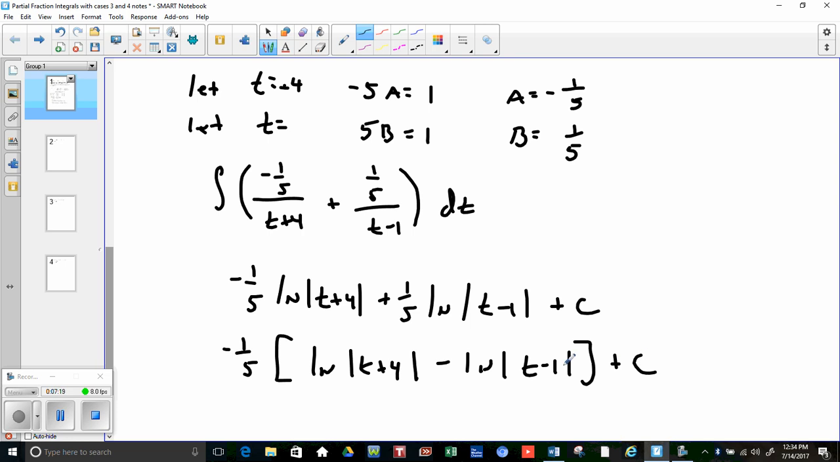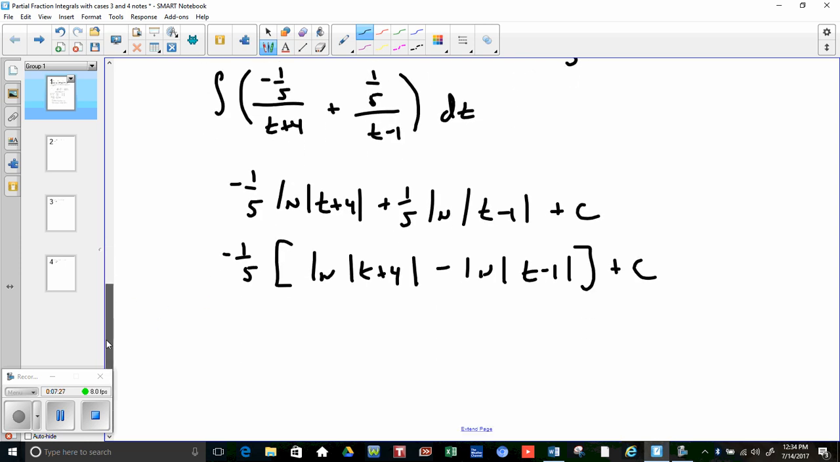plus c. And then if you remember, I have a natural log minus another natural log. These can be condensed using division because it's a subtraction. So what I'll have is the negative 1/5 natural log absolute value of t plus 4 over t minus 1 plus c. And just to let you know, again, this one right here, absolutely nothing wrong.